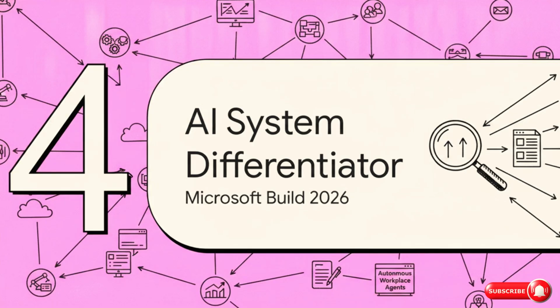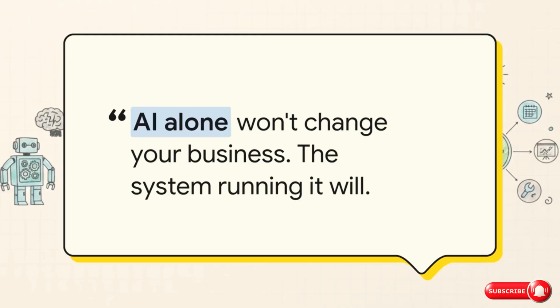Let's move to Section 4, the AI system differentiator. To really understand where this is all heading, we need to zoom out from the individual apps and look at the overarching Microsoft Build 2026 vision. As Jay Park stated at the event, AI alone won't change your business. The system running it will. This is a profoundly important realization. The underlying foundation models, they aren't the only differentiator anymore. The real competitive advantage is the entire ecosystem that supports, grounds, and secures those models.